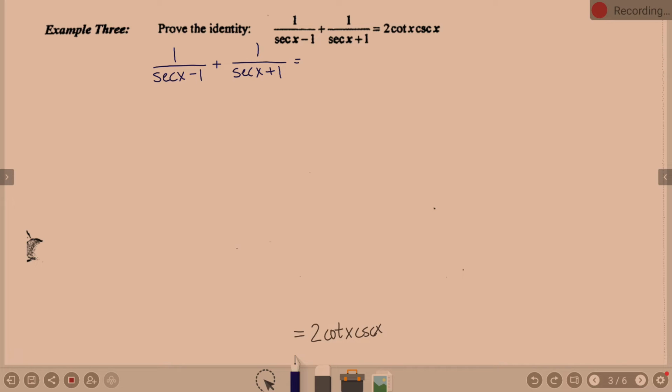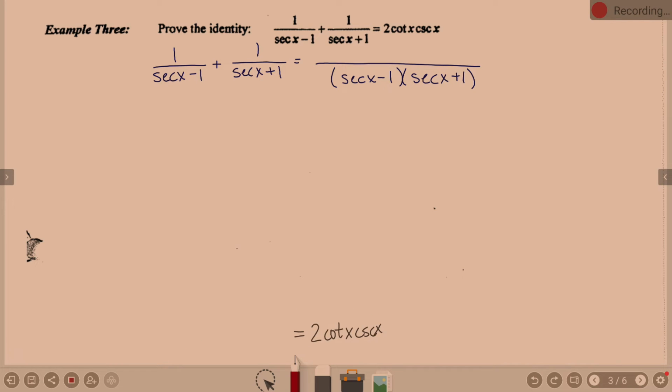Okay, so what's my common denominator going to be? If I have a secant x minus 1 and a secant x plus 1, my common denominator is secant x minus 1 times secant x plus 1. So that's what I'm going to write right here. Secant x minus 1 times secant x plus 1.